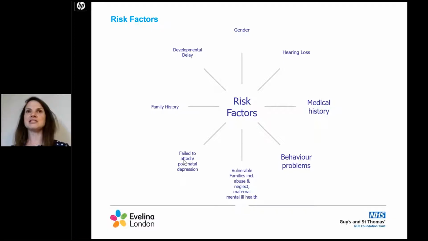So if there's any difficulties in establishing those early relationships, any problems with developing attachment between a parent and an infant, that might impact on their later speech and language development. It's not to say that every child of a mother with postnatal depression is going to have a speech and language difficulty, but it is a risk factor. It increases their risk of having difficulties.